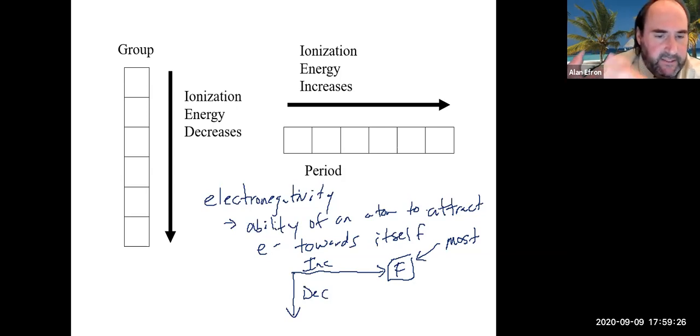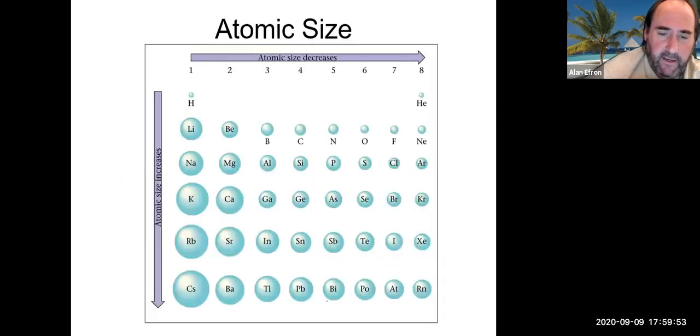So this trend, along with ionization energy, along with atomic size, all helps us understand what we actually do see in terms of elements. And that is, when we see metals, they typically are the ones that will give away their electrons. When we see nonmetals, they are typically the ones that will say thanks and pick up those electrons.